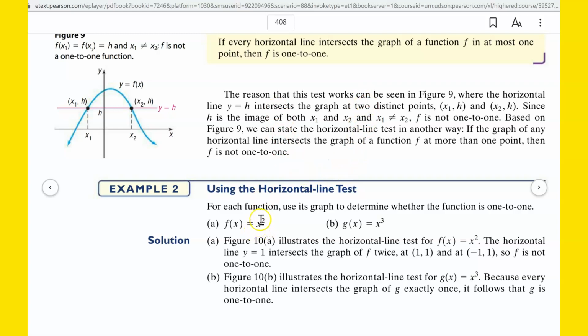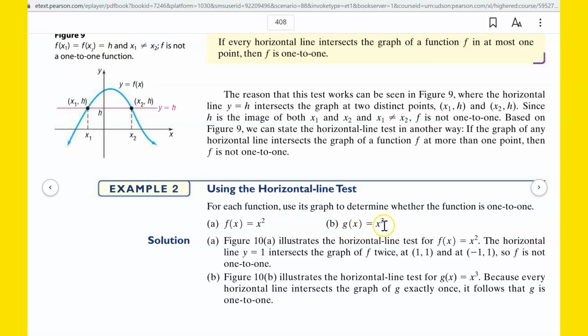If we thought about it a little more deeply, let's say the output was 4. Well, if x was 2 or if x was negative 2, that would still give you an output of 4. That's why it's not one-to-one.